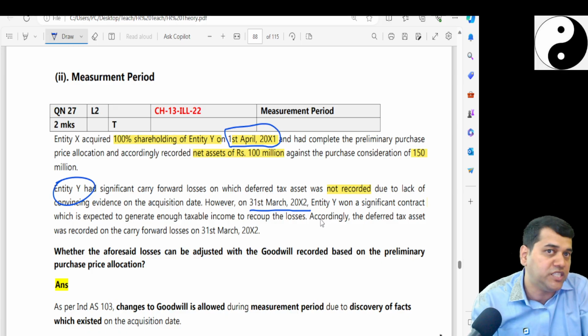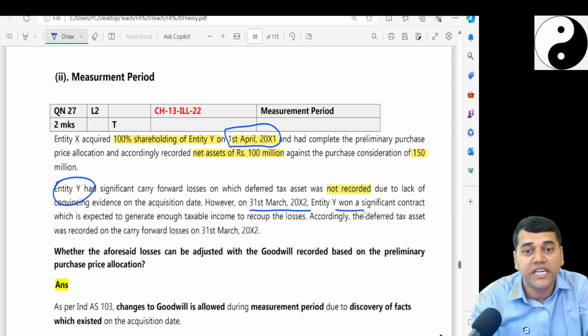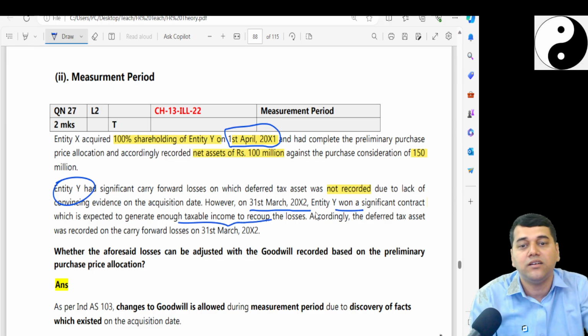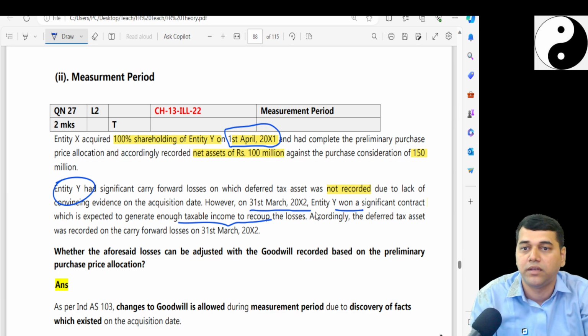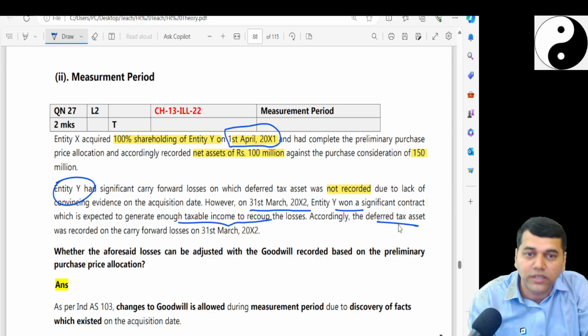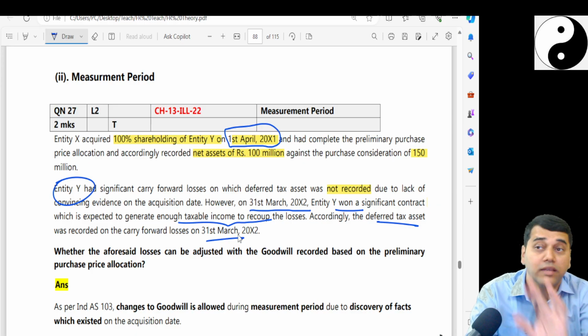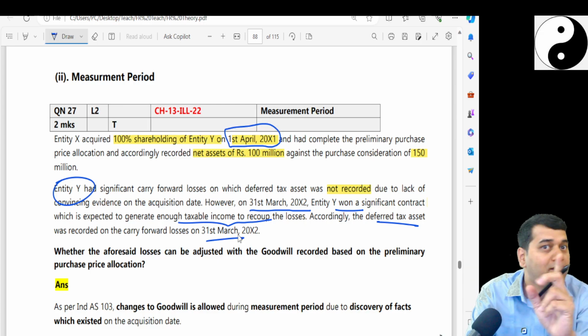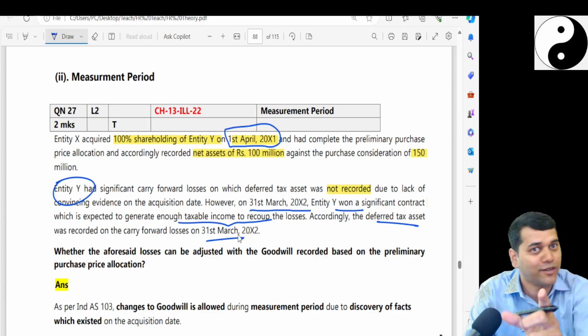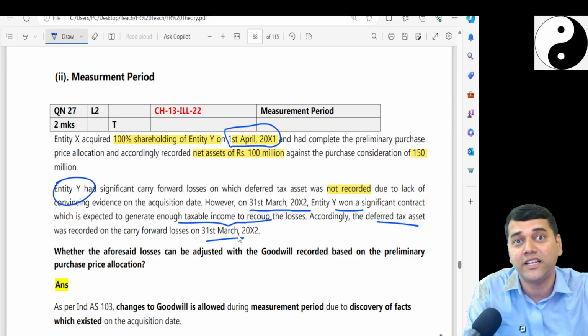exactly on the last day of the measurement period, entity Y won a significant contract because of which we think that future income is available. And now you want to recognize the deferred tax asset. Can you recognize deferred tax asset? Yes. Understand the difference. Can you recognize deferred tax asset? Yes, as per Ind AS 12.